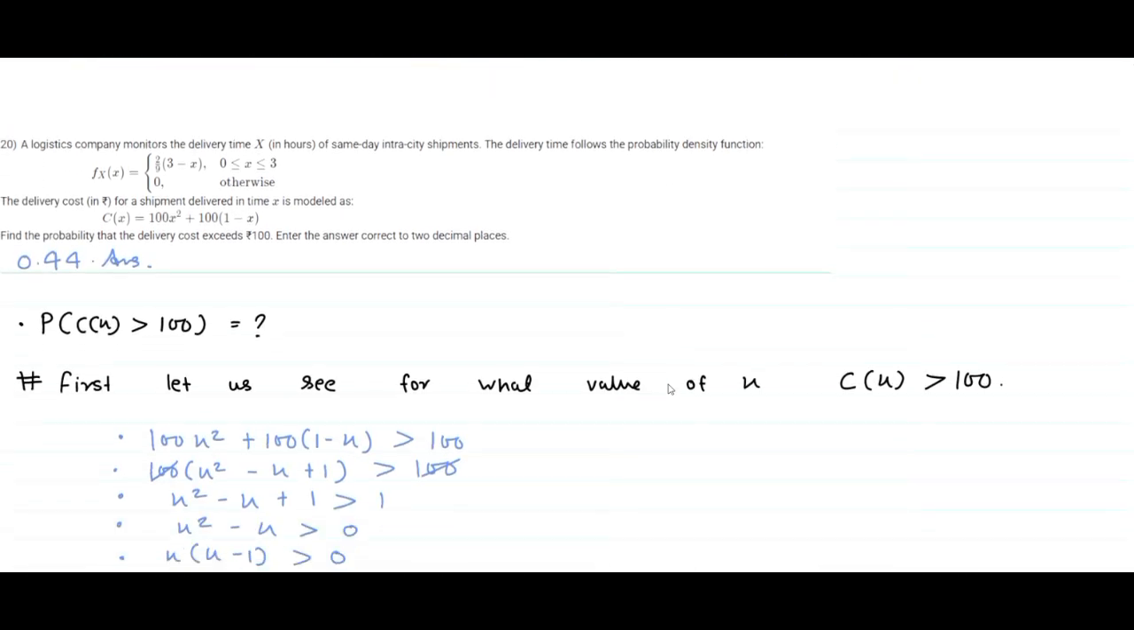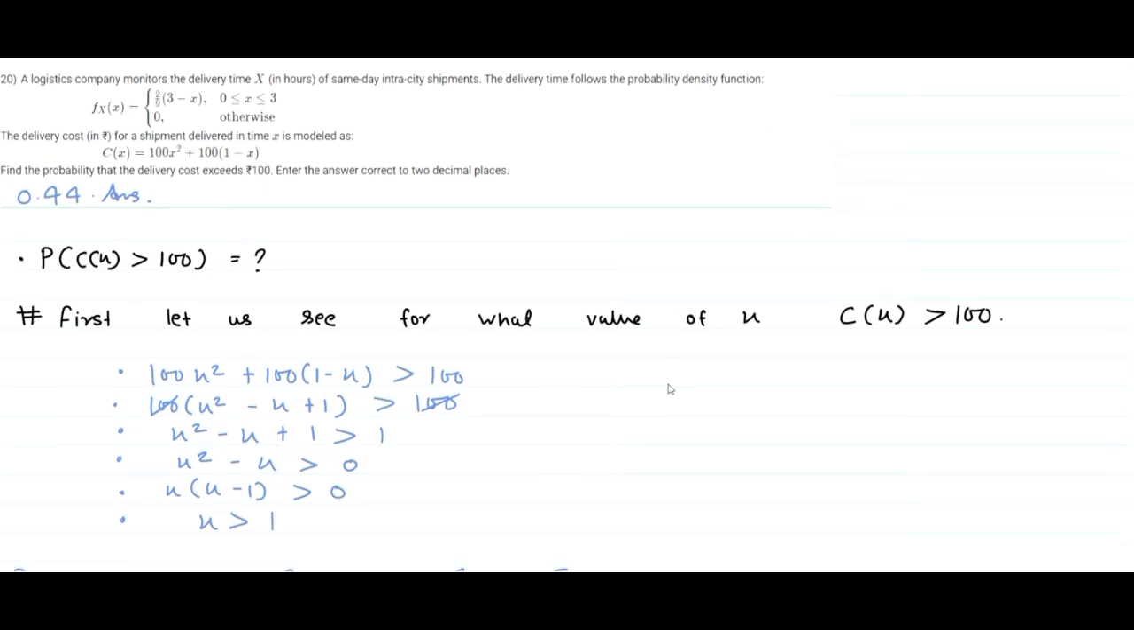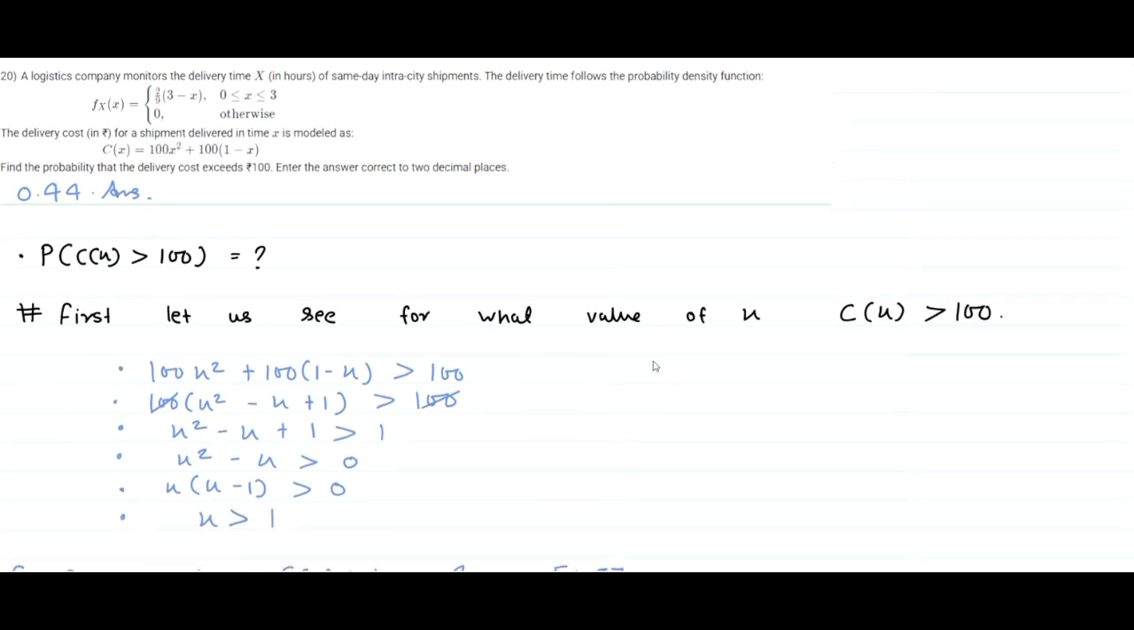Let us now see the last question, which is question number 20. Question number 20 says that a logistics company monitors the delivery time X in hours of same-day intracity shipments. The delivery time follows the probability density function which is given below. The delivery cost for a shipment delivered in time X is modeled as C of X is equal to 100 times X square plus 100 into 1 minus X. Find the probability that the delivery cost exceeds 100.